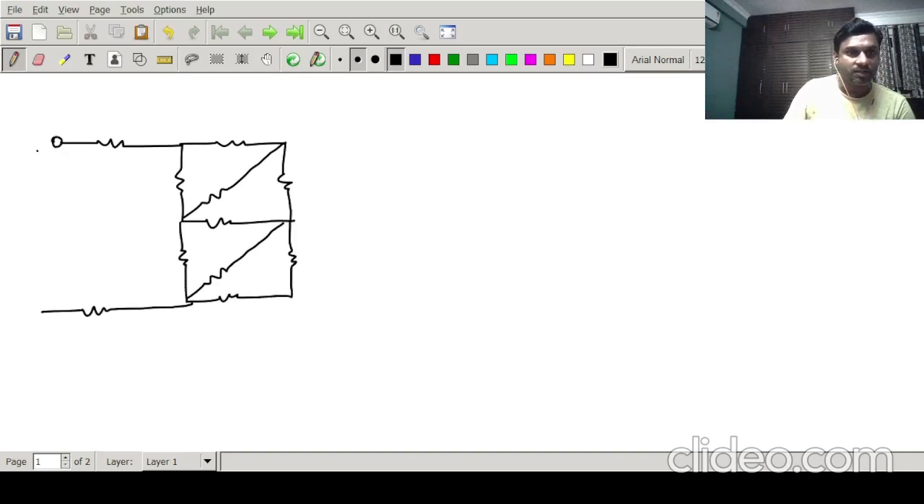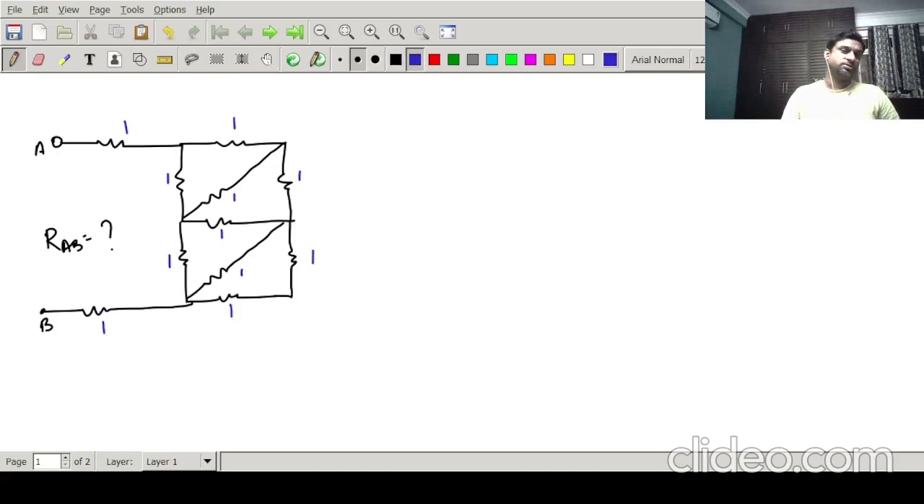This is the terminal A, this is the terminal B. We need to find out what is RAB, where each resistance value is 1. When you are given this type of circuit, first you need to find out in which way we can solve it. One can easily guess that this is a star delta or delta star conversion problem. You can see there is one delta, a second delta, a third delta, and a fourth delta. So either you can convert star to delta or delta to star.